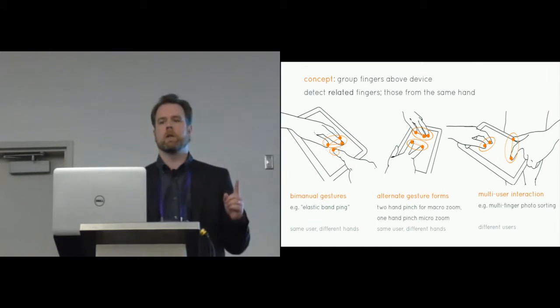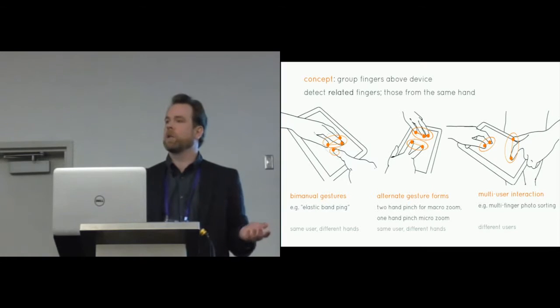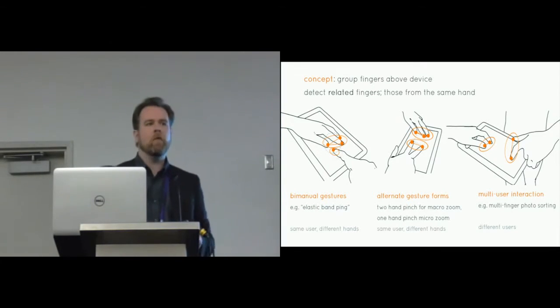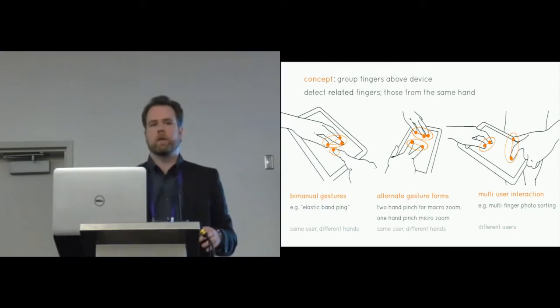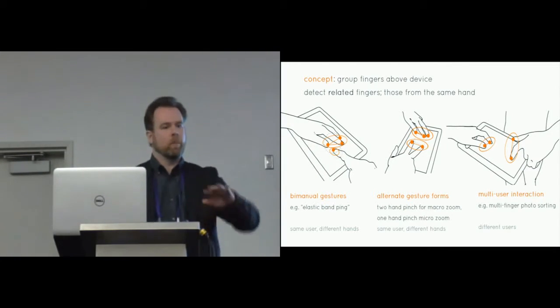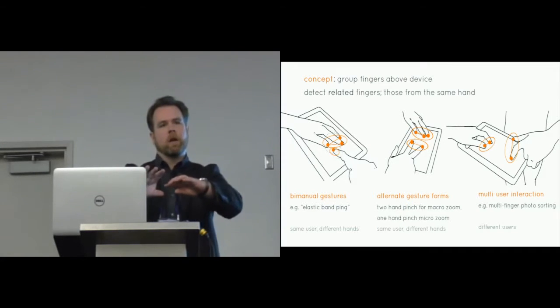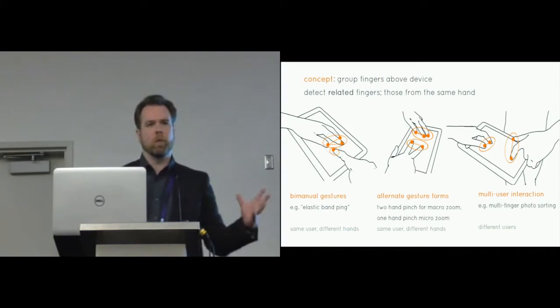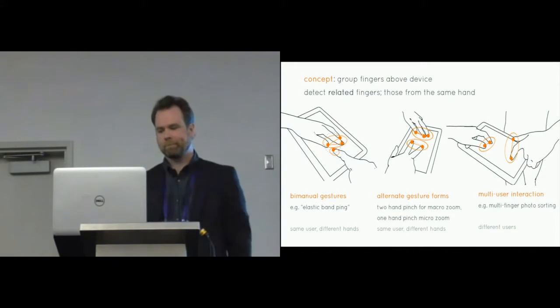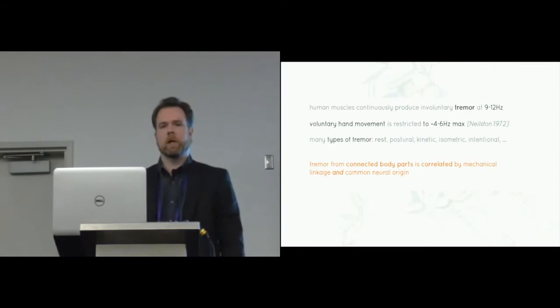So if I do a bimanual zoom gesture, I can have that do a different action than doing a unimanual pinch to zoom gesture. If I have multiple users above a hover touch-enabled tablet, and they are doing, say, photo sorting, and you put your finger across one that I'm holding onto, the system can recognize that I own this photograph and you can't pull it away. So we can distinguish between users if you can do this grouping of fingers to hands. So how are we going to do that?